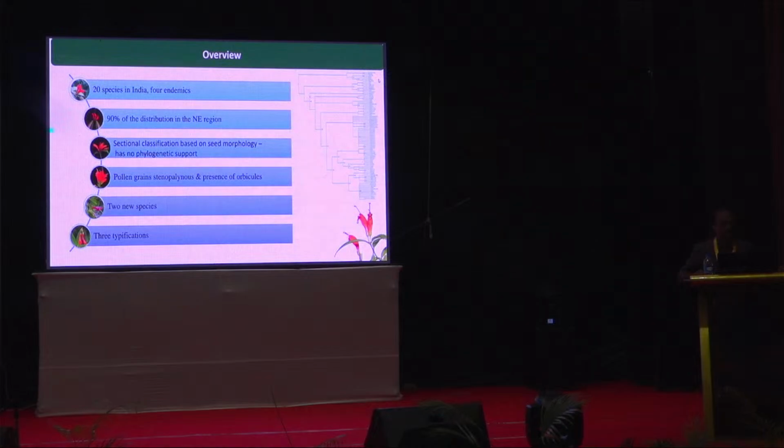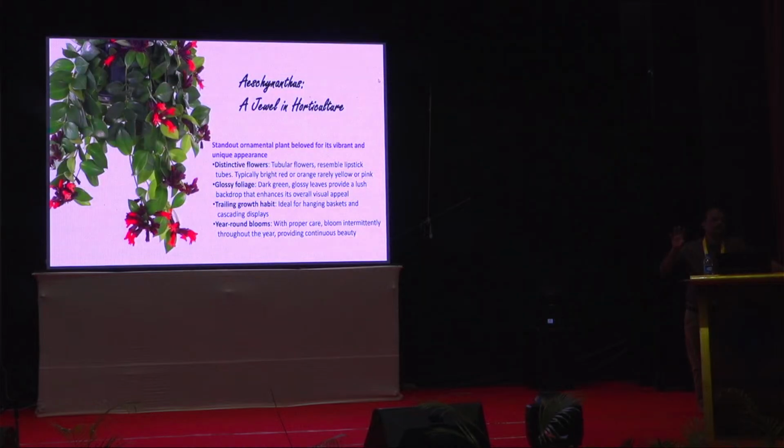So an overview of these studies: there are 20 species, four endemic. 90% of the distribution is in the northeastern region. The sectional classification based on seed morphology has no phylogenetic support. Pollen grains are generally stenopalynous and the presence of orbicules is reported. Two new species and 3 varieties, and this is the overall beauty of this particular group.